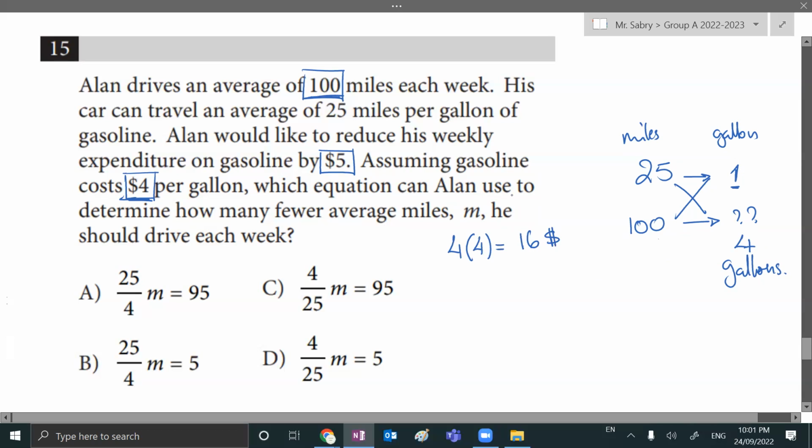Now he would like to decrease his expenditure by 5. So yes. $16, how? Each gallon costs how much? 4. And they are 4 gallons. So 4 times 4.